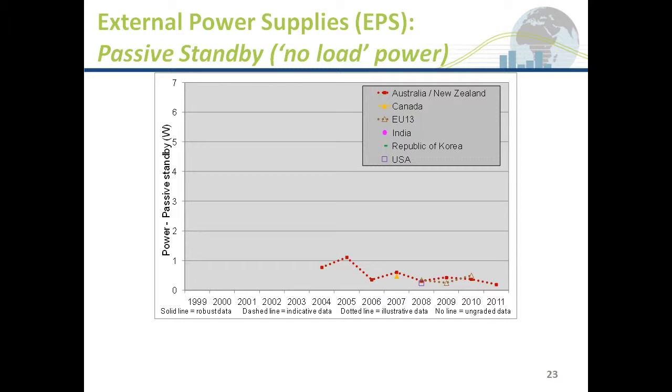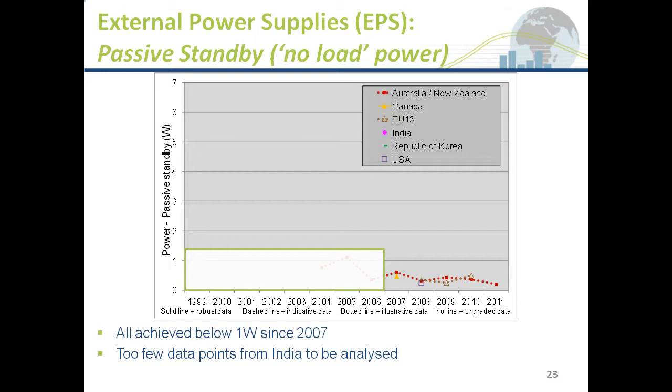External power supplies in their passive standby or no load power state, looking to be well below 1 watt in all of the countries we looked at. And indeed that has been true since 2007. The dataset from India was not numerous enough to be plotted on this particular graph.